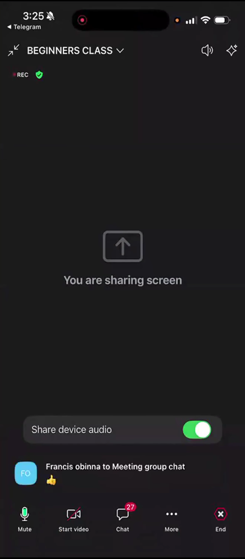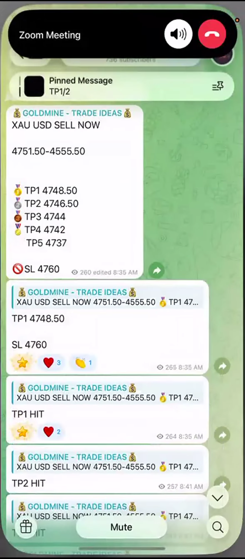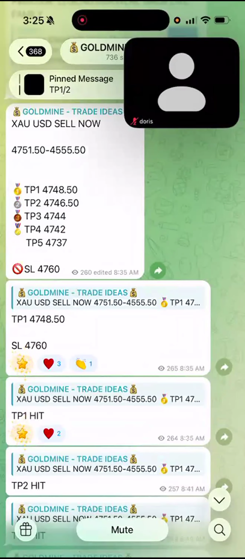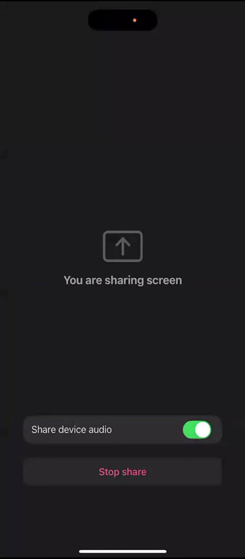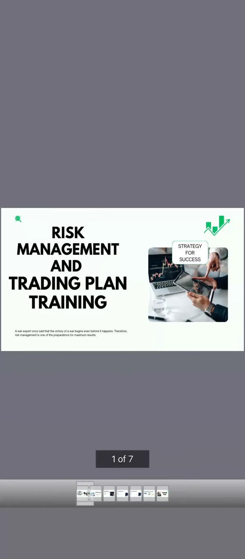So I want to believe that a lot of you already know some of these things. So I'll go straight to the points that are very, very important, because I know some of you have questions, right? And the point that is very important to me, let me stop sharing my screen at this point, is risk management. Because, guys, one thing you need to understand is that risk management is very, very, very important.